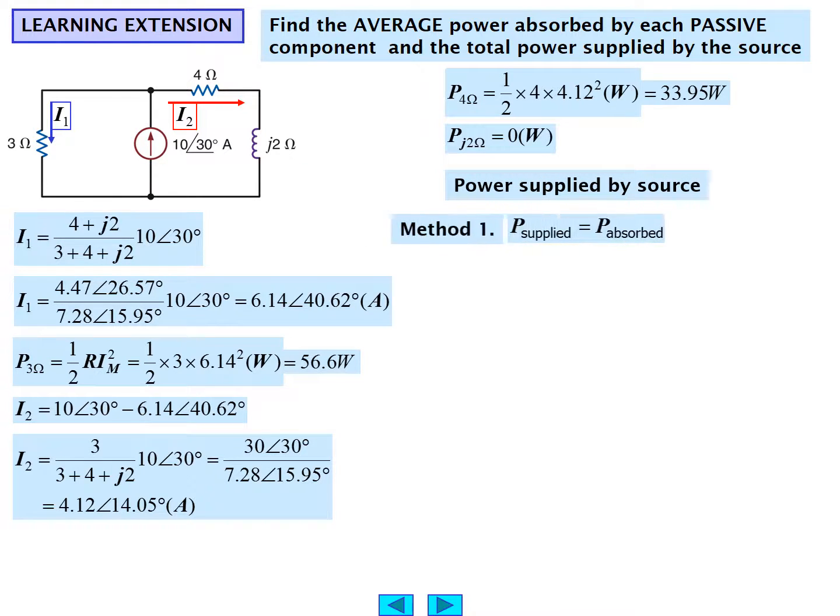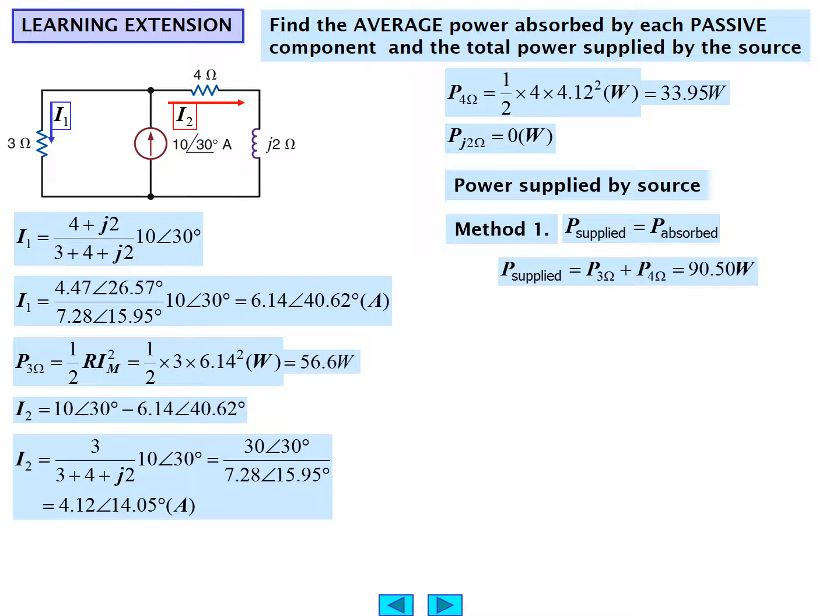Power supplied by the source then is equal to whatever power was absorbed. So we can add the two powers together. We get 90.5 watts. Another method would be to calculate the power as 1/2 V sub m I sub m cosine of the difference of the phase angles.